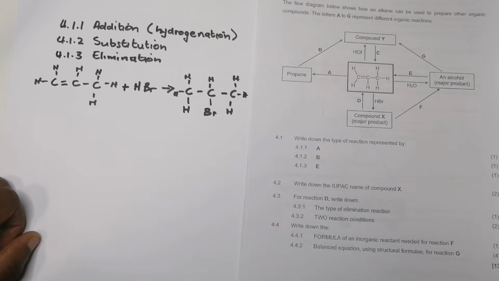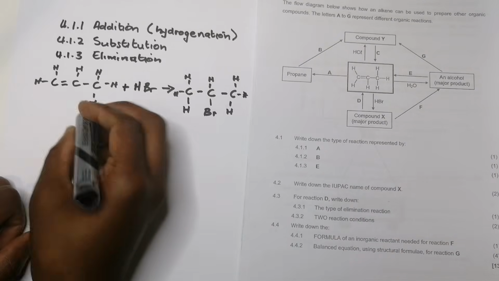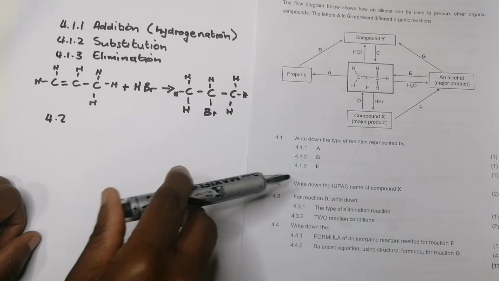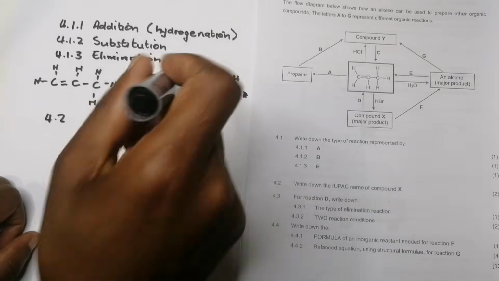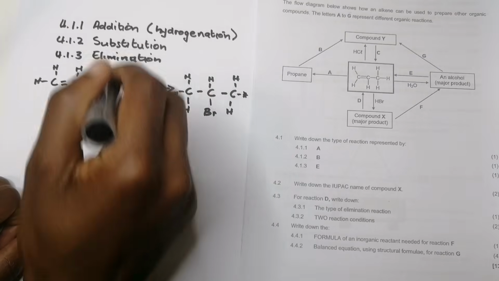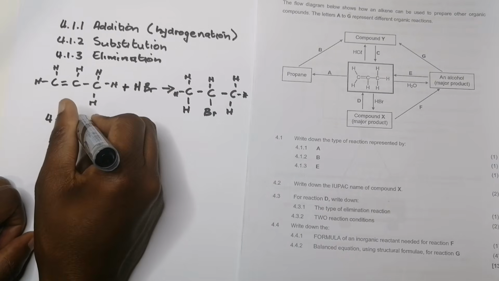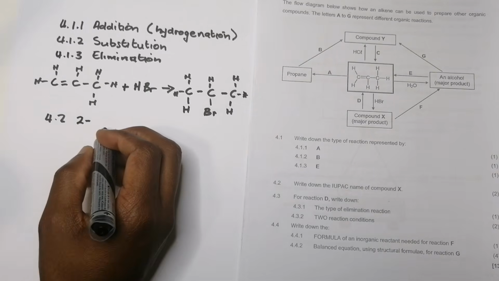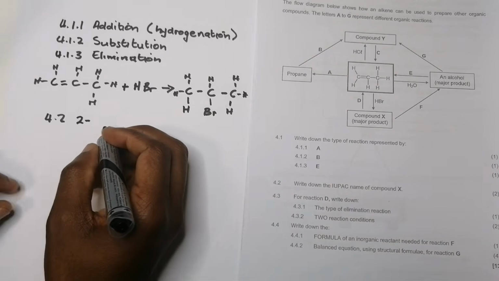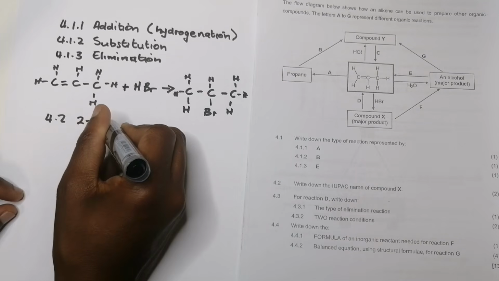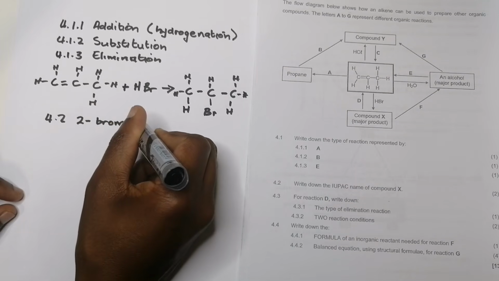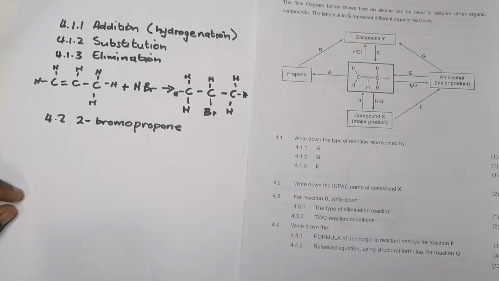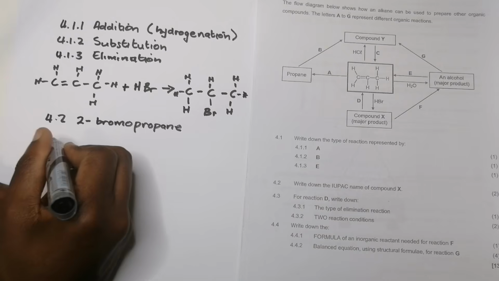Okay, I hope I've answered 4.2. You didn't need to show the compound, and by the way, they said write down the IUPAC name. You just needed to show the name. So let's answer the examiner's question. And please, ladies and gents, it's important for you to follow the instructions of the examiner. So this would be 2-bromopropane. It's all one word. Okay, let's go to the next one.